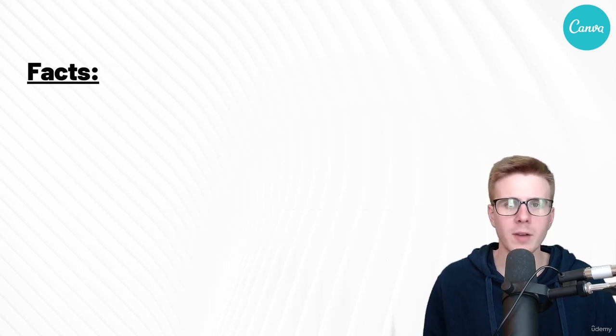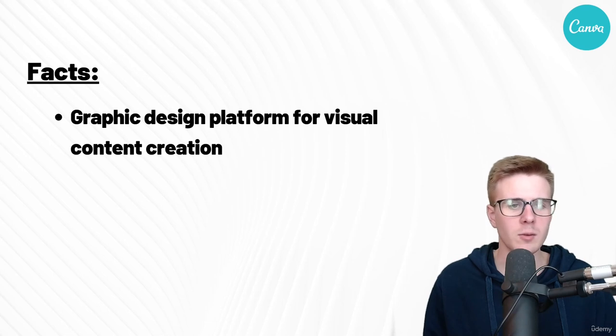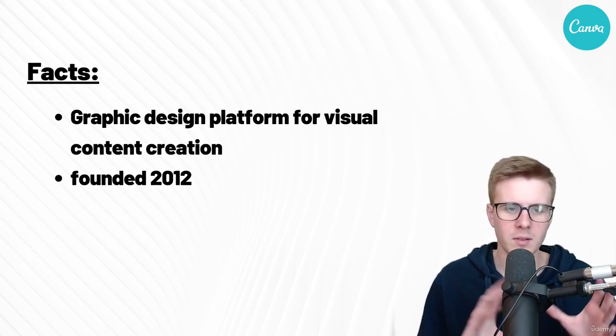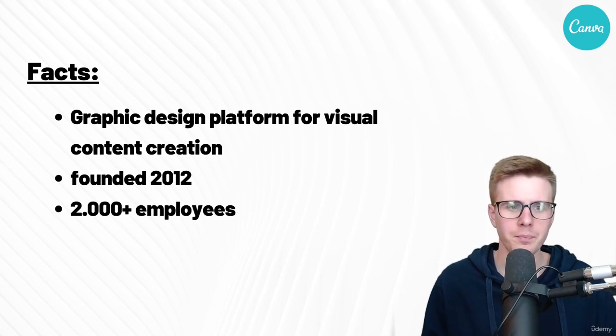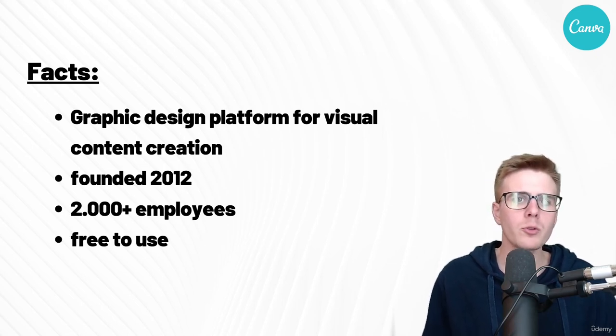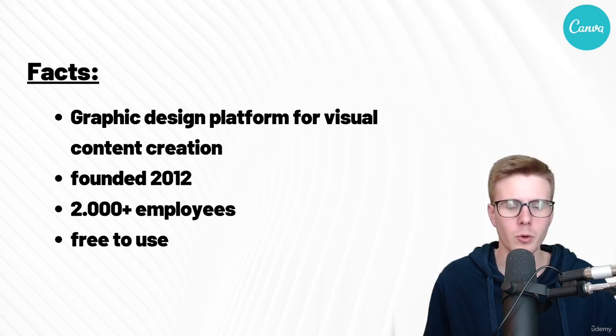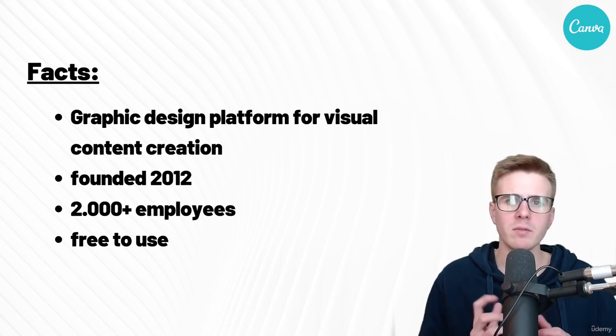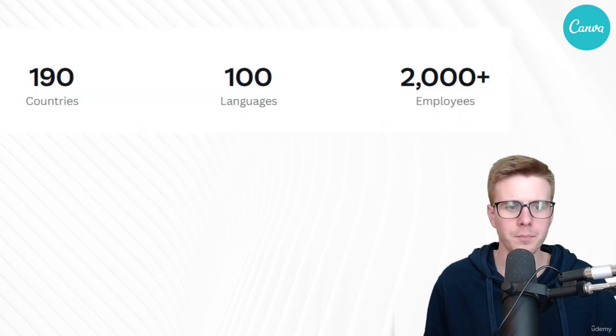Okay, also some facts about Canva. It's a graphic design platform for visual content creation, which should be clear by now. It was founded in 2012 or 13. So it's 12 or 13, depending on the source. It has 2,000 employees, which is really a big company then. And it's free to use. Of course, you can pay for a monthly subscription to use the Pro version, but if you don't want to, you can use a big part of Canva for free, which we will do in this course.